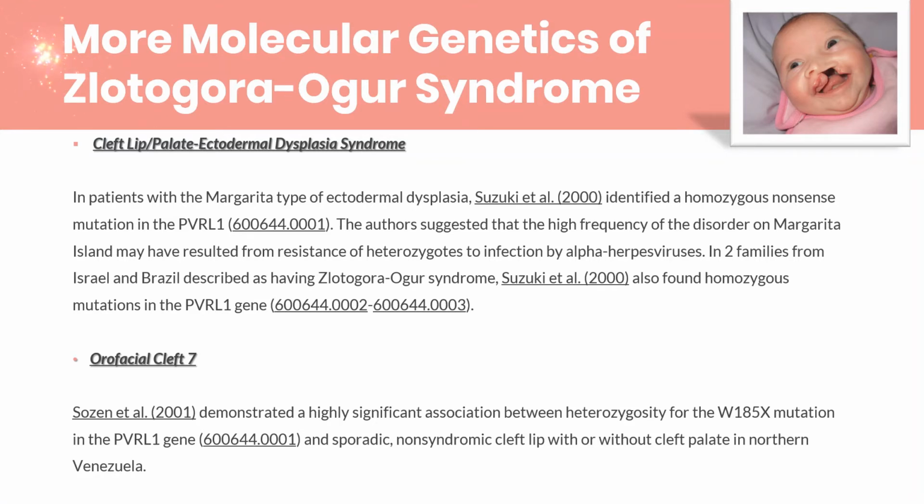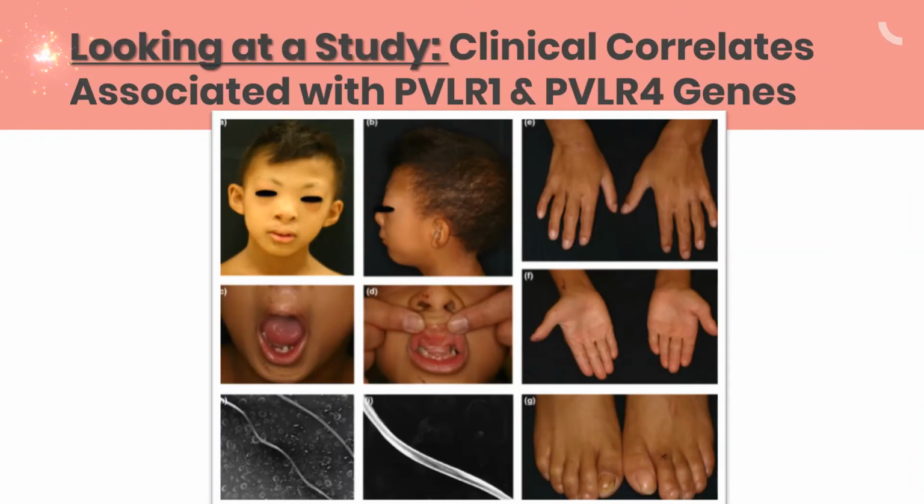And then for the orofacial cleft 7, Suzuki et al. demonstrated a highly significant association between heterozygosity for the W185X mutation in the PVRL1 gene and sporadic non-syndromic cleft lip with or without cleft palate in northern Venezuela. So that was something else that I wanted to include. That was pretty interesting. And so we're going to look at this study really quick. We're going to talk about some of the clinical correlates that are associated with PVRL1 and PVRL4. So let's get on to that.